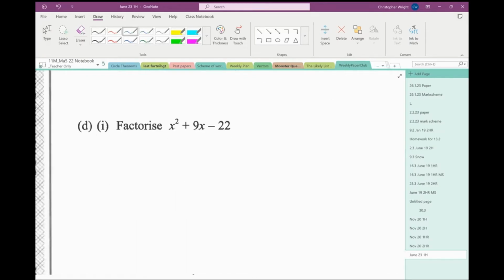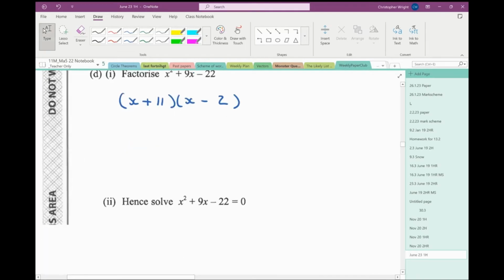Factorise. Right, I need to multiply to minus 22. I'm multiplying to a negative number. It's going to be single x, by the way, because it's single x squared. If I'm going to multiply to a negative number, I must have one positive and one negative number here. And my two numbers have to add to plus 9. So the answer is going to be plus 11 and minus 2, because that will give me a product of minus 22. And when I multiply that out, it'll give me plus 9x.